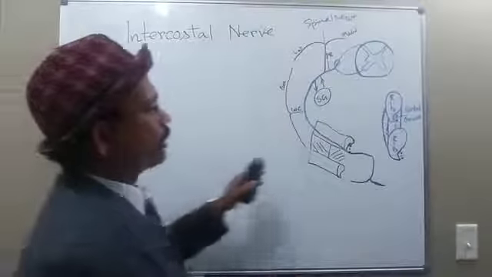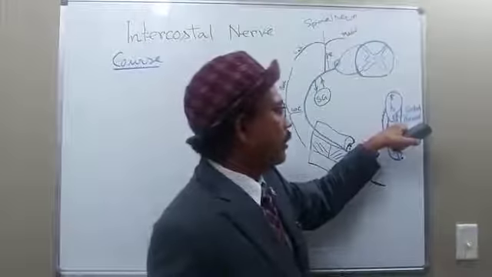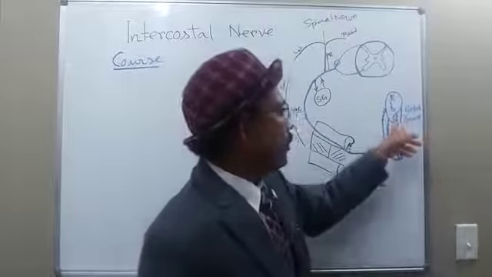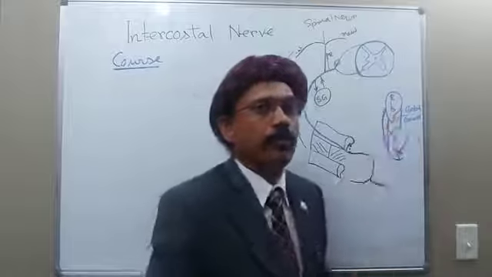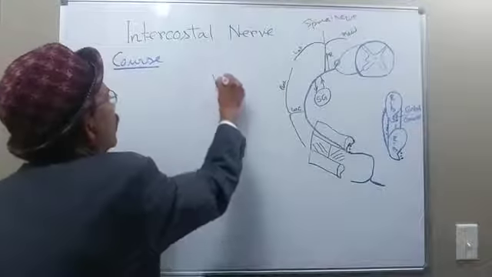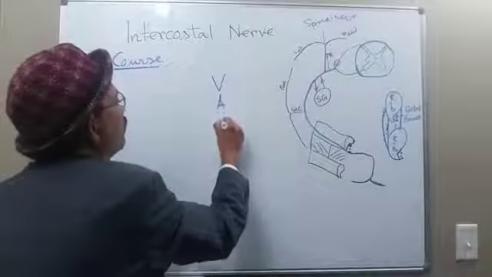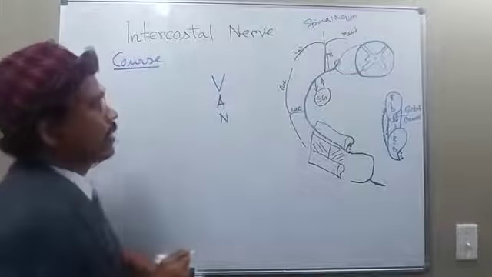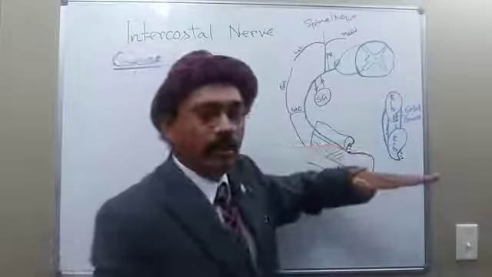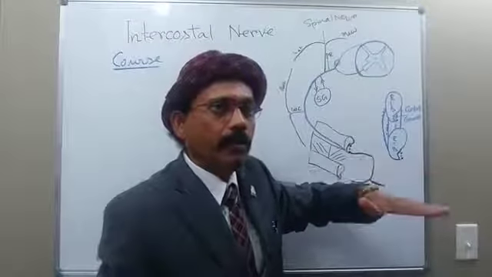So the intercostal nerve is the lowest component of the neurovascular bundle in the costal groove. We can remember this as vein, artery, nerve in the costal groove. The nerve is the lower part of the costal groove. It may even go further down.